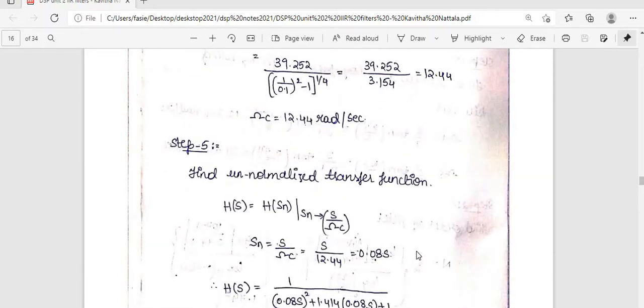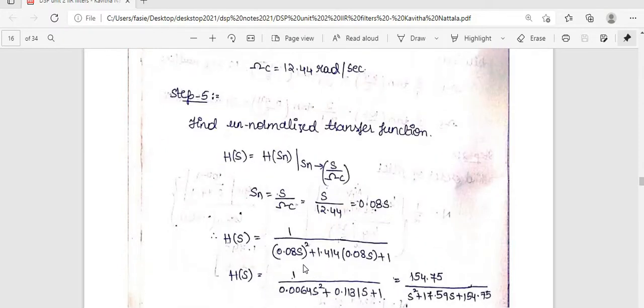We have to find the unnormalized transfer function. How do we get it? Wherever s is there, we should divide it by the critical frequency. Sn is equal to s by omega c. So omega c will be 12.44. If you take 1 by 12.44, you will get 0.08. So wherever s is there, I will substitute it.